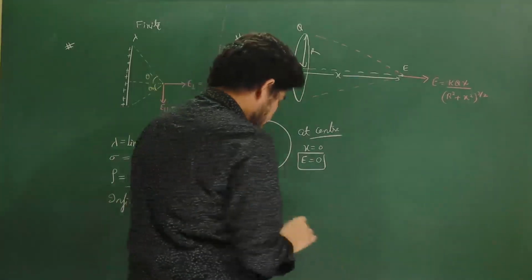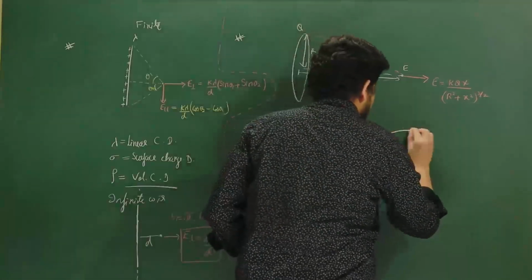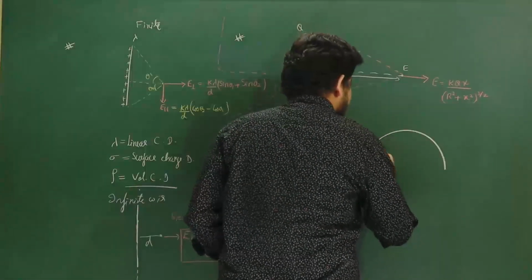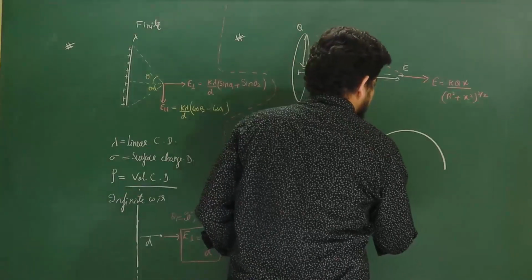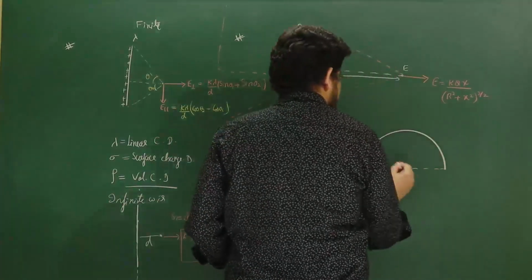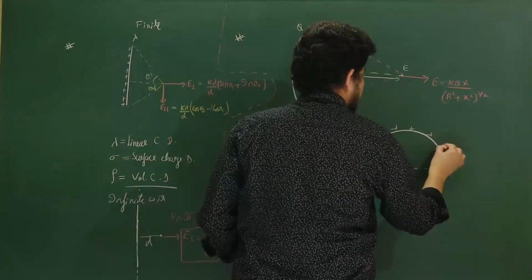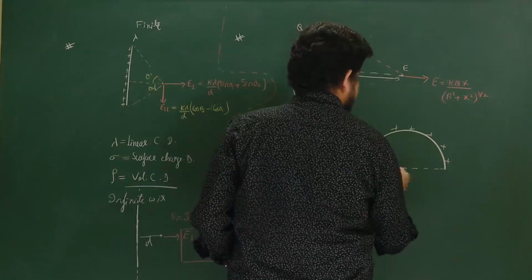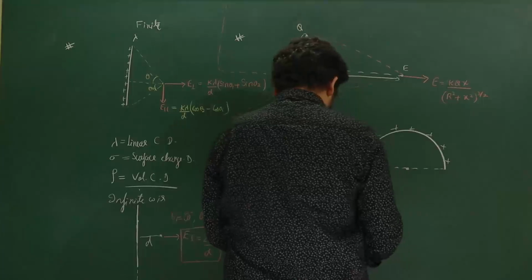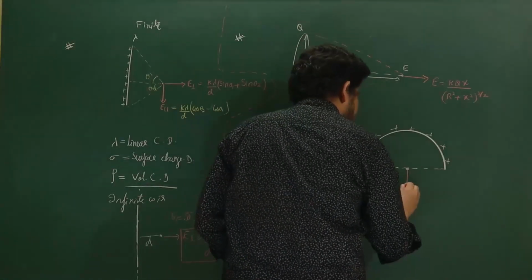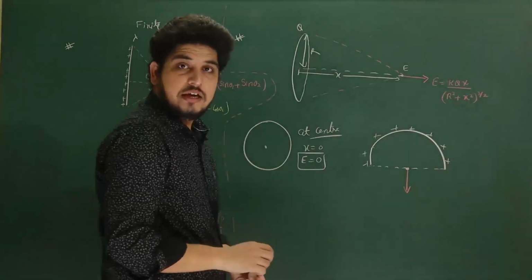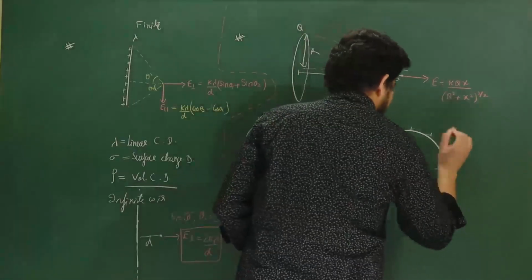Getting my point? Similarly, if we do it like this, and this is an arc, and now we have to find the electric field at this point, then first of all the electric field will be in this direction only. And what will be the value of this electric field? I will tell you.